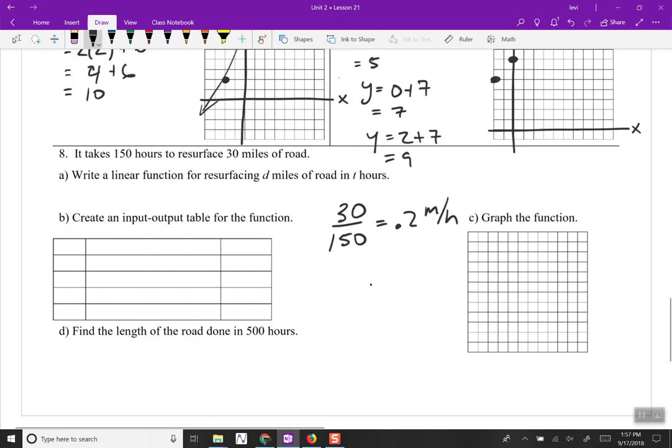That's really, really fast, actually. Almost a quarter of a mile in an hour of resurfacing road. Yeah, it's very fast. So write a linear function, t hours. So d equals 0.2t. There's our linear function right there. Create an input-output table for the function. Find the length of the road in 500 hours.